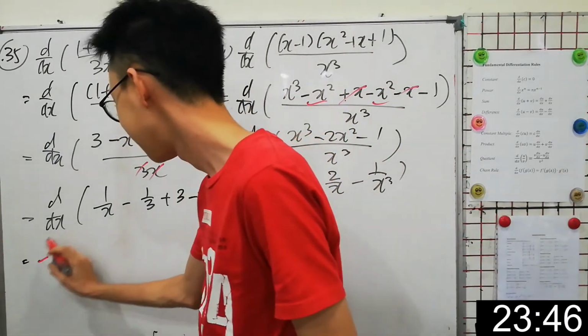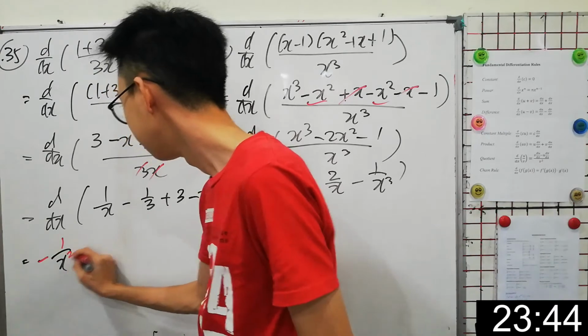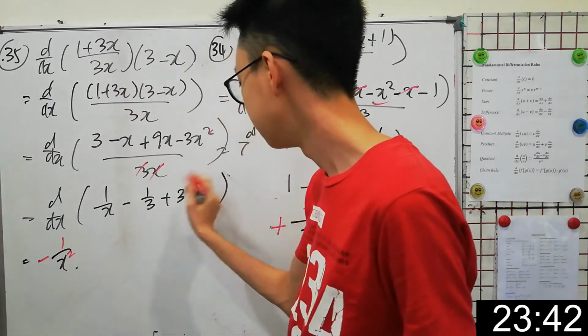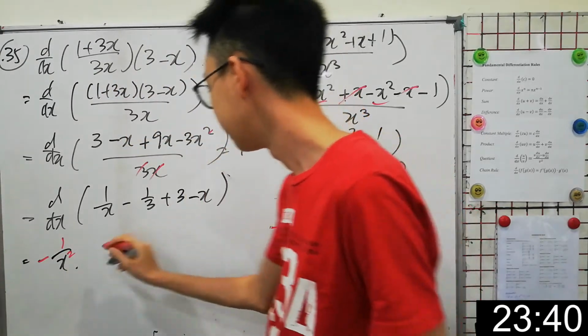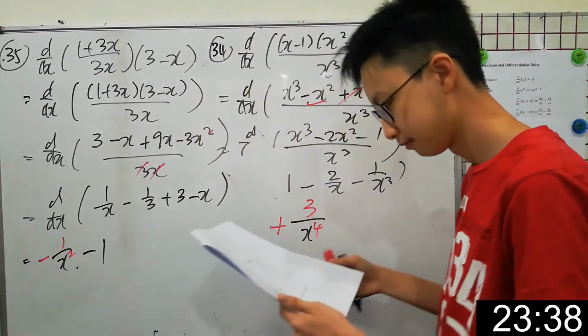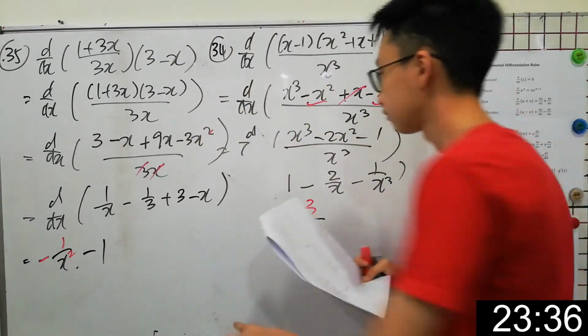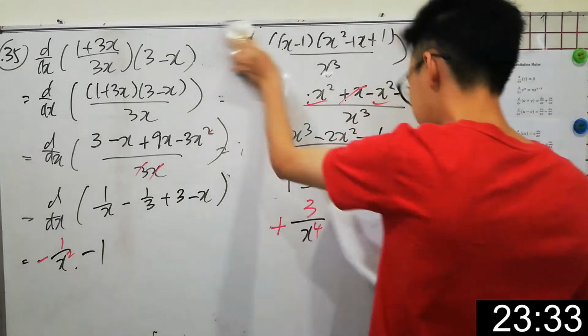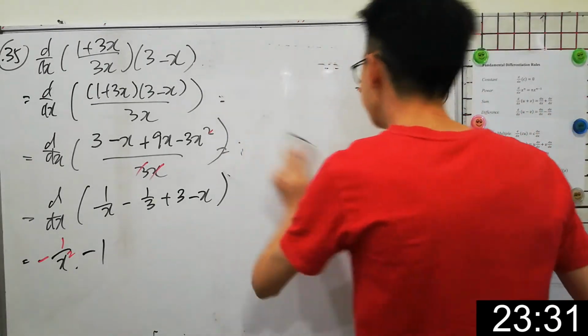Okay, you change the sign, old power, new power. You just know this. Then negative 1. Then 36. And finally, we don't have any more quotient.